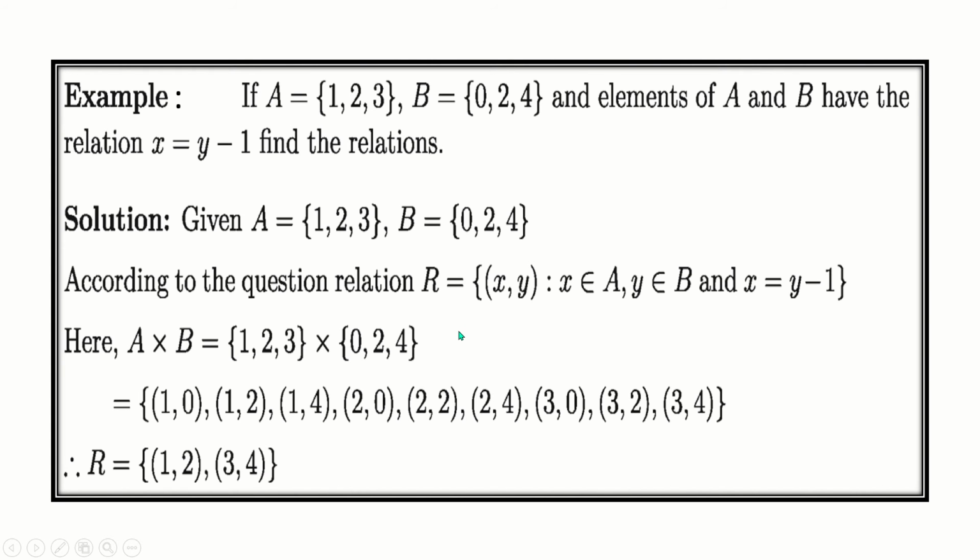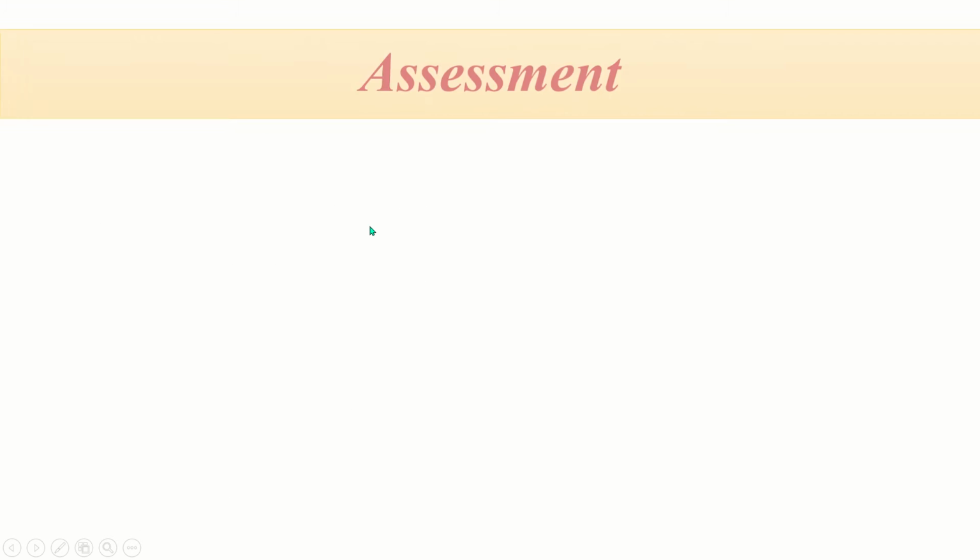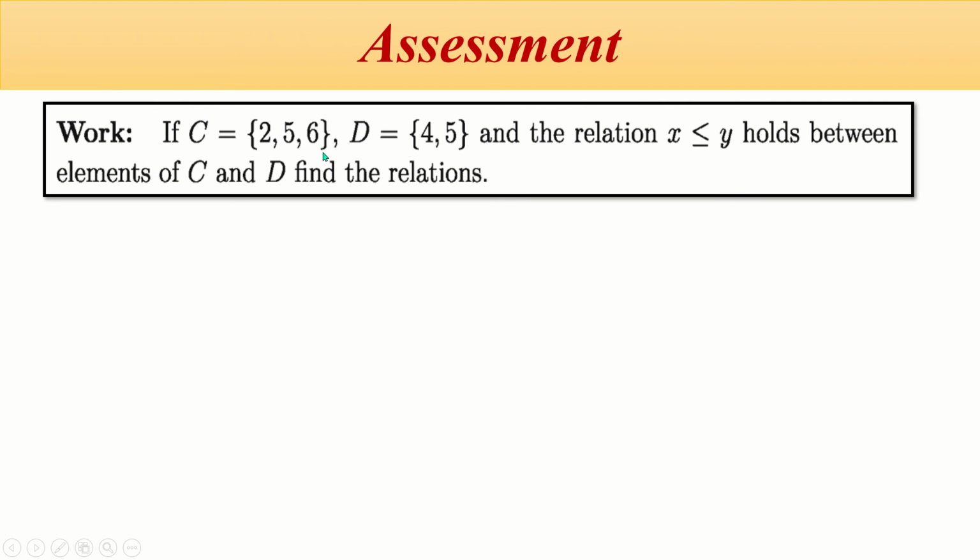Clear everyone? Follow this, you can easily solve. C equals this and D equals this, and x less than or equal to y. That means x equals y, or the value of x will be less than y. Here the Cartesian product C cross D will be (2, 4), (2, 5), (5, 4), (5, 5), (6, 4), (6, 5), but x less than or equal to y.